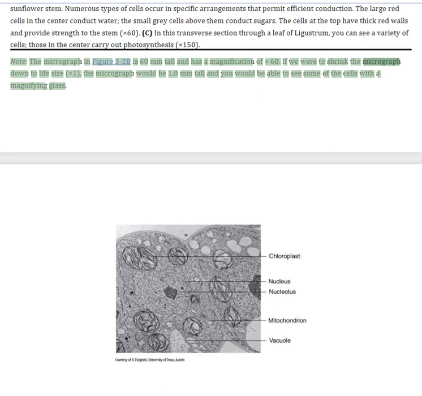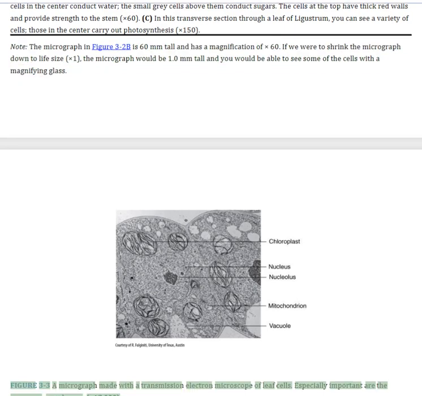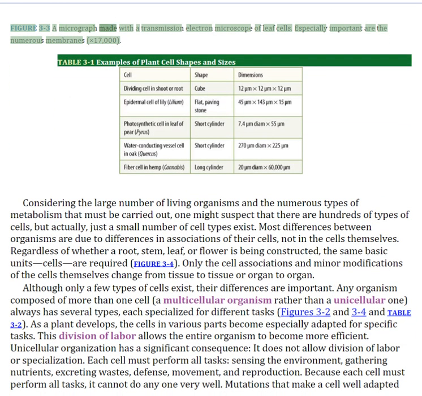If we were to shrink the micrograph down to life size, the micrograph would be 1 mm tall and you would be able to see some of the cells with a magnifying glass. Figure 3.3: A micrograph made with a transmission electron microscope of leaf cells. Especially important are the numerous membranes. Table 3.1: Examples of plant cell shapes and sizes.